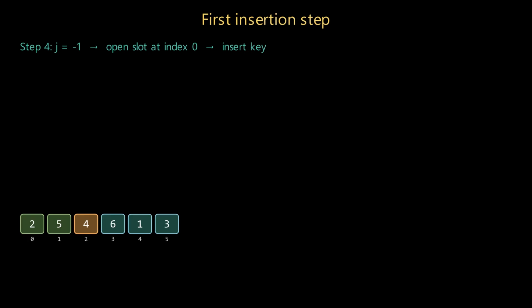J steps past the left end. Drop the key into the open slot at index 0. The prefix is now 2, then 5.